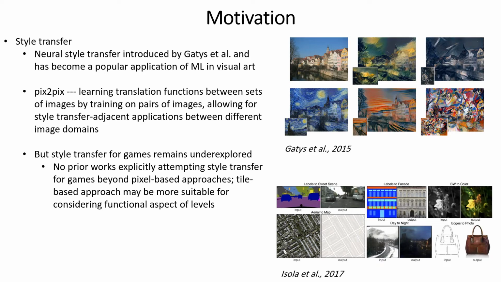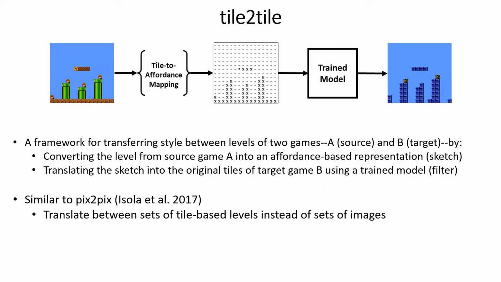There have been some pixel-based approaches that just swap out the visuals of a game with that of another game or a city landscape, for example, but none to our knowledge that address the functional aspect of the game levels that are being translated. Additionally, a lot of PCGML works have benefited from precise, discretized tile-based representations of levels, such as those we can find in the VGLC, and so we were interested in developing a style transfer method for games that worked with tile-based representations.